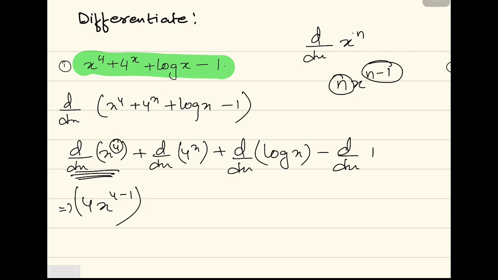Correct? Okay. Plus, what is d/dx of 4 to the power x? This looks like d/dx of a to the power x, isn't it, everyone? d/dx of a to the power x, because x is in the power and there is a constant here.